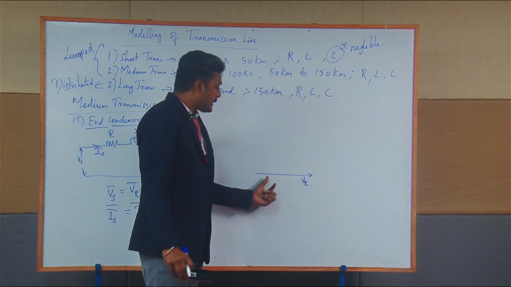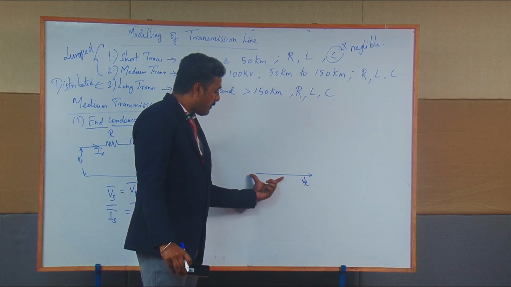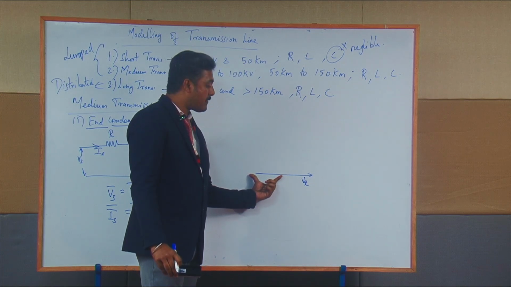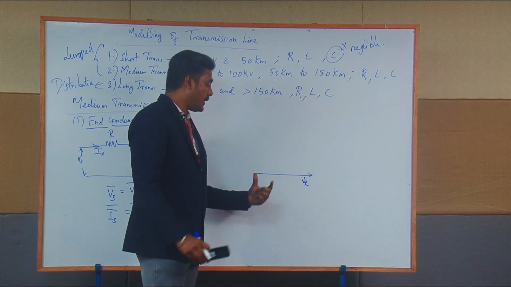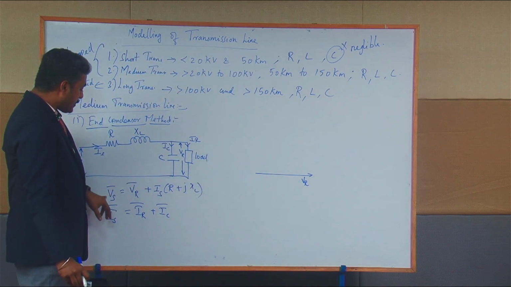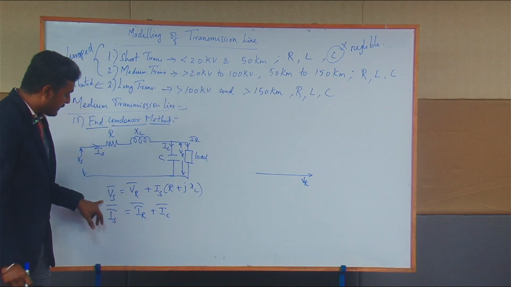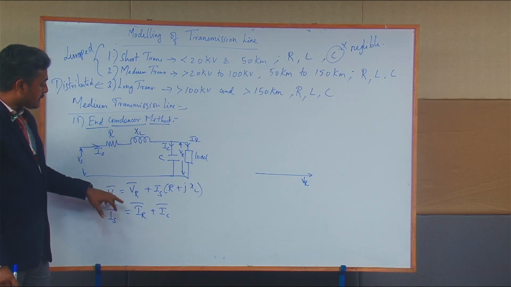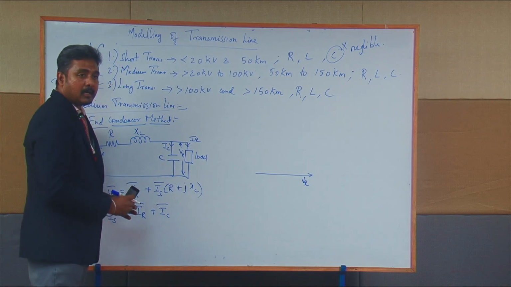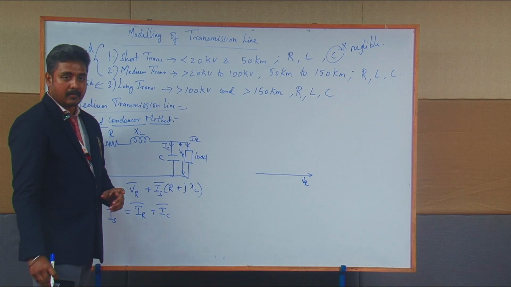Whenever you look at the angle of this VR vector, the VR vector angle will be equal to 0 degree. Now you have taken the VR vector. Our ultimate aim is to draw the Vs vector. To draw the Vs vector, you need to draw the Is into R vector and the Is into XL vector.